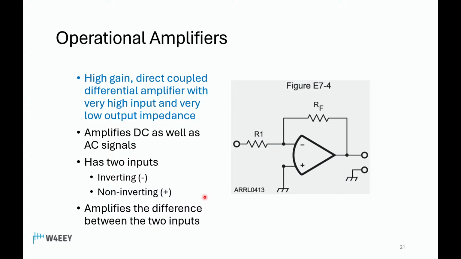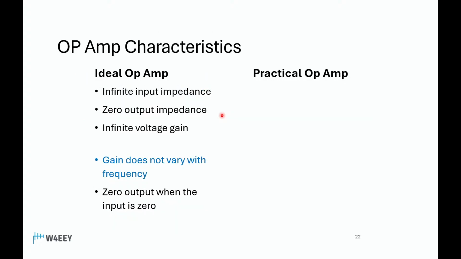2 inputs, inverting, non-inverting, and it amplifies the difference between. So with that explanation, hopefully these crazy words will make some sense, and when you get to the poll question that's related, you'll understand what it's saying. So now we're going to talk about the ideal op-amp and then what we're talking about in the real world. The ideal op-amp will have infinite input impedance. Of course, you know that can't be, but it can be extremely high. It's going to have 0 output impedance, infinite voltage gain. Gain does not vary with frequency, and 0 output when the input is 0.